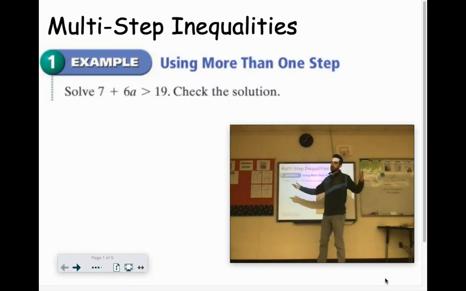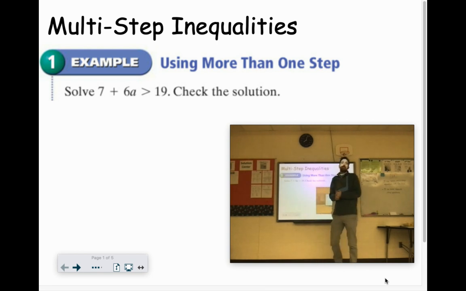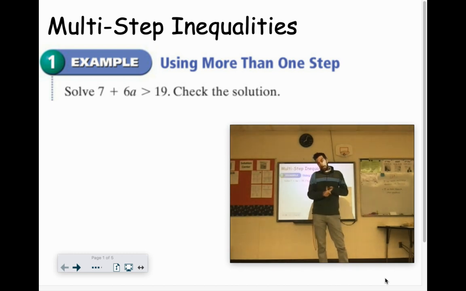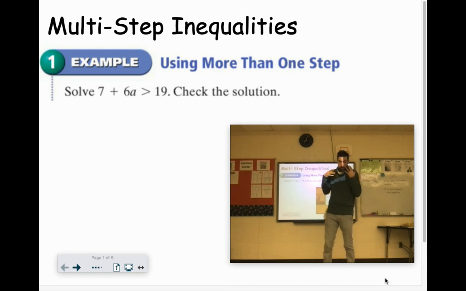Multi-step inequalities, here we go. Combining your multi-step equations with our two-step inequalities that we did the other day. Things to keep in mind, the dots. If it's less than or greater than, open dot. If it's the or equal to, it's a closed dot.